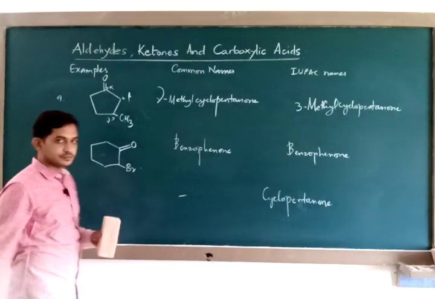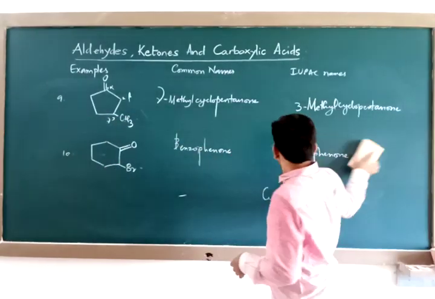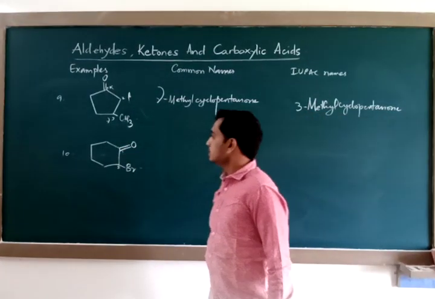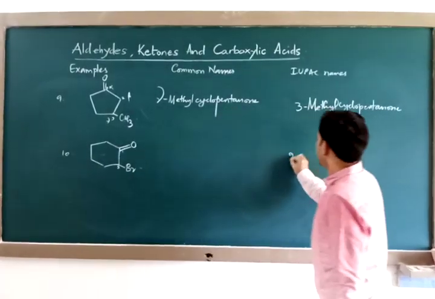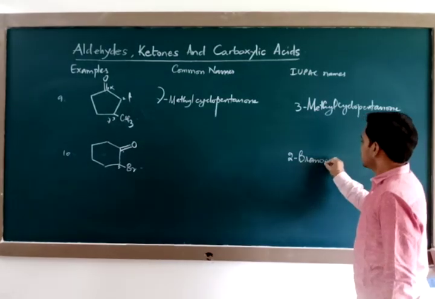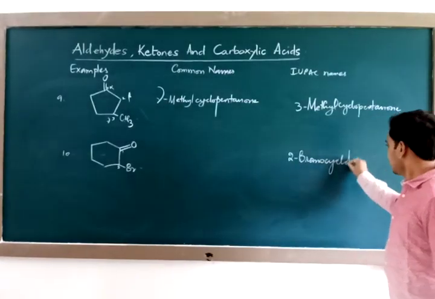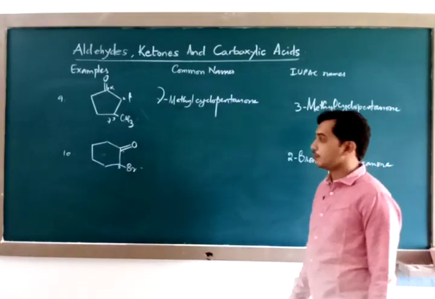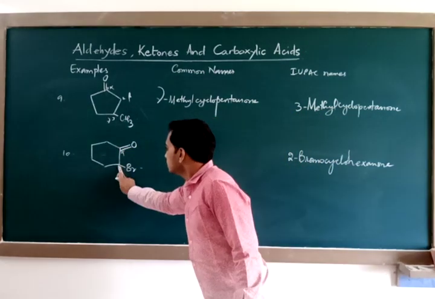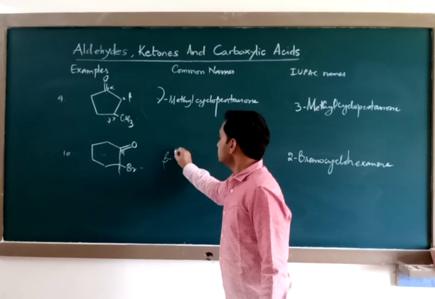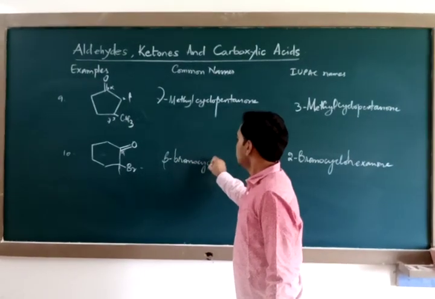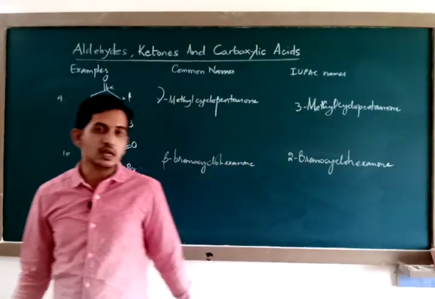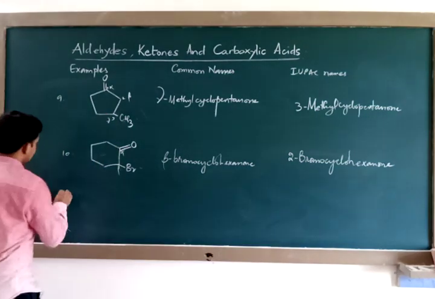How do you name this compound? Okay. This is first carbon, this is second carbon. Therefore, 2-bromo cyclohexanone. 2-bromo cyclohexanone is IUPAC name. Common name, this is alpha and this is beta. Therefore, beta bromo cyclohexanone. Beta bromo cyclohexanone.